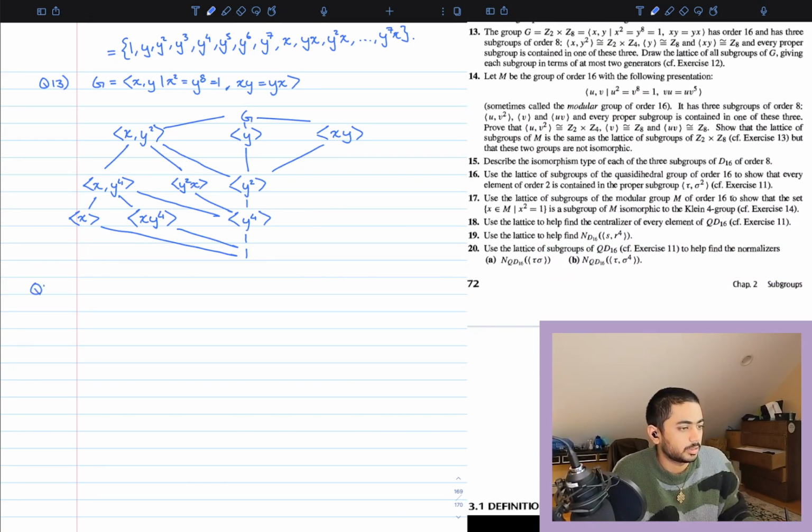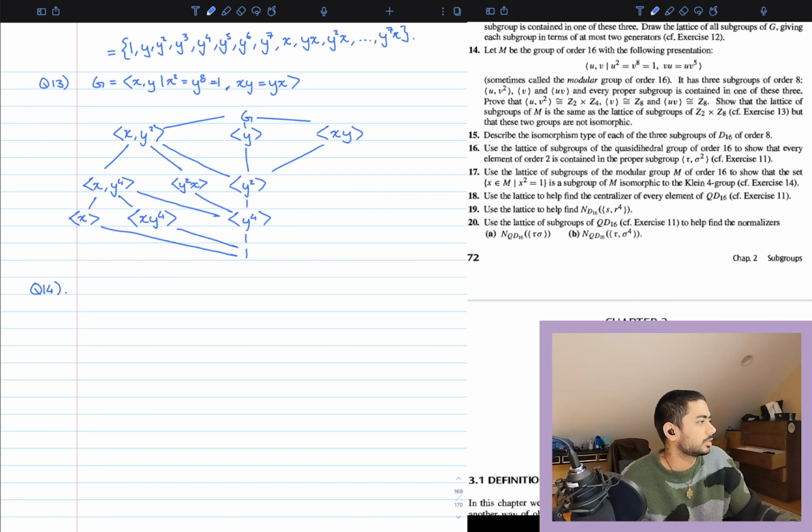Okay, question 14. Let M be the group of order 16 with the following presentation. This is called the modular group. Once again, an order 2 element, an order 8 element, but this is the commutation relation. This is called the modular group of order 16. It's got 3 subgroups of order 8.